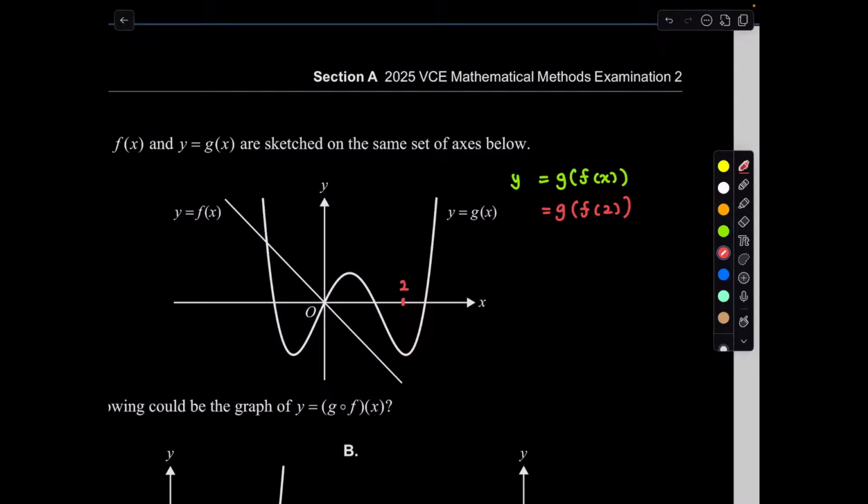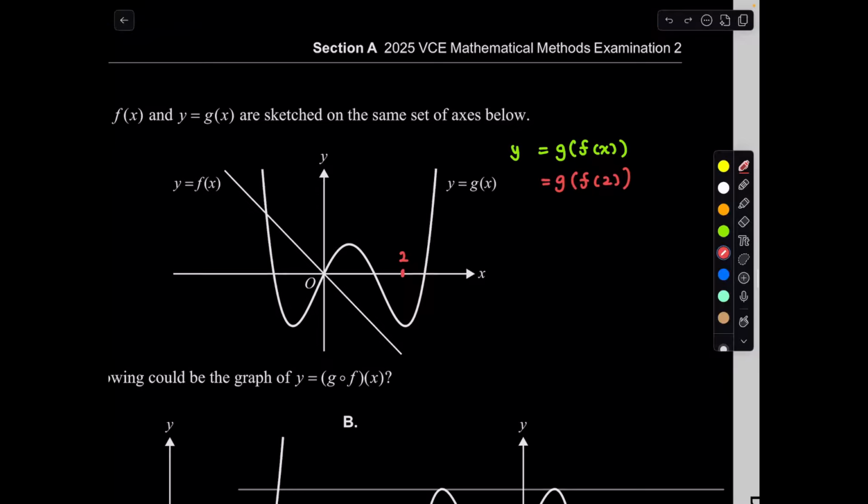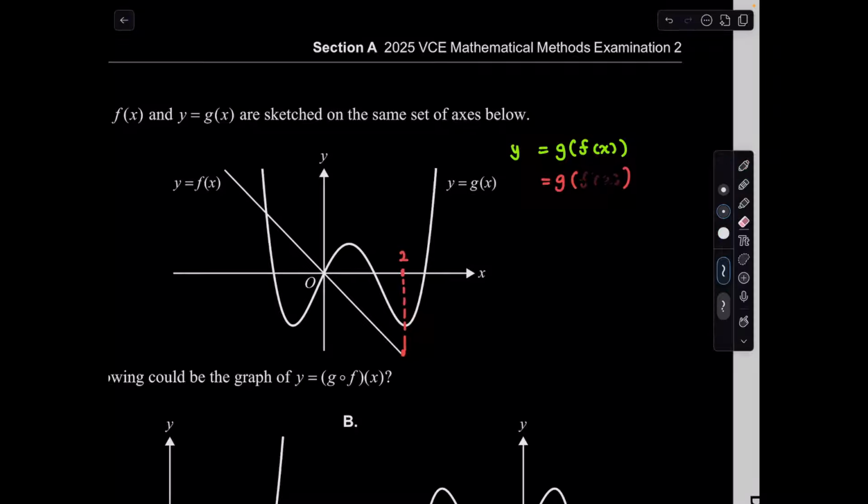So for example, what's f of 2 first? You know how f of x is a straight line over here? It's basically subbing 2 into it. And if you sub in 2, what's our y value? It's going to be some very negative value, like negative 4, let's say. So f of 2 will equal negative 4. Easy, so that's the y value.